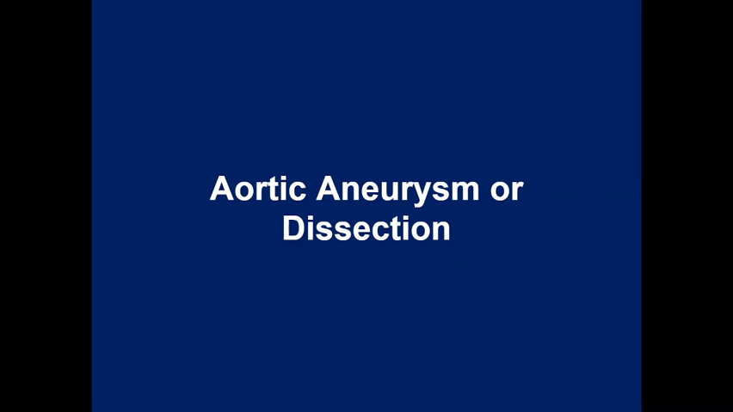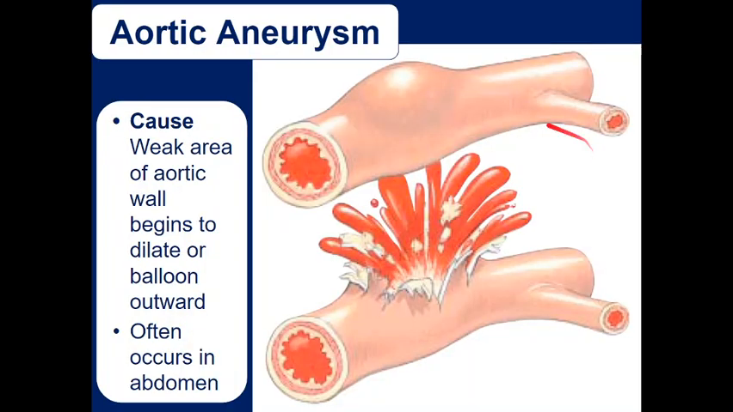All right, now we're going to talk about more cardiovascular emergencies. We're going to talk about aneurysms and dissections. So an aneurysm just means a ballooning out of the wall of a blood vessel, typically in arteries and typically in the aorta, because the aorta is the highest pressure artery. All right, so high pressure pushing up against a weak wall can balloon it out. So a weak area begins to dilate, balloon outwards, and this often occurs in the abdomen.